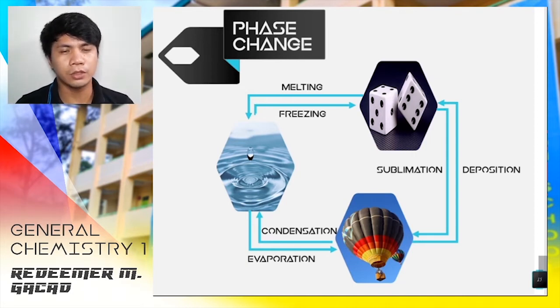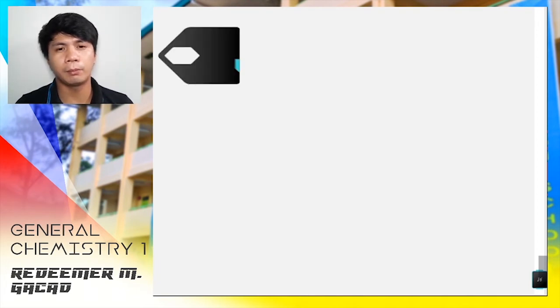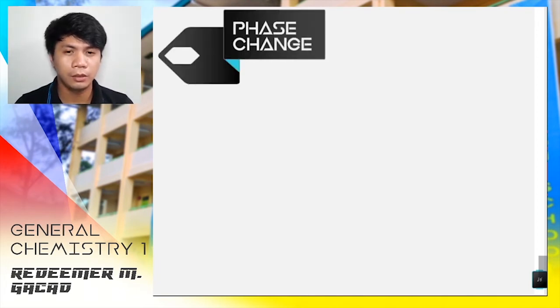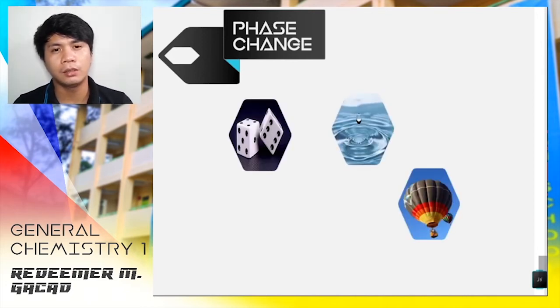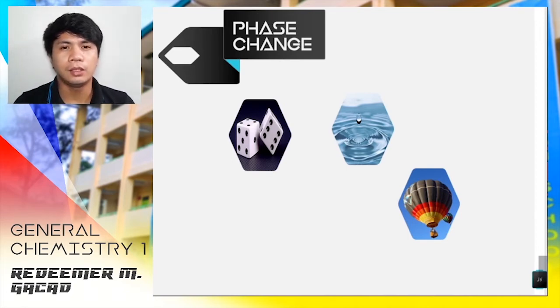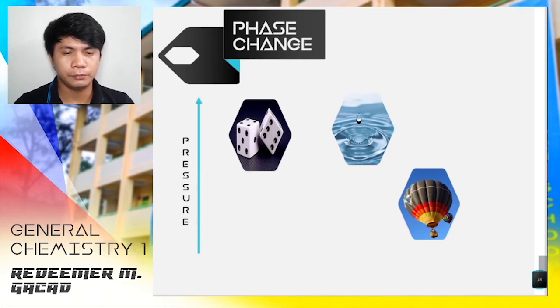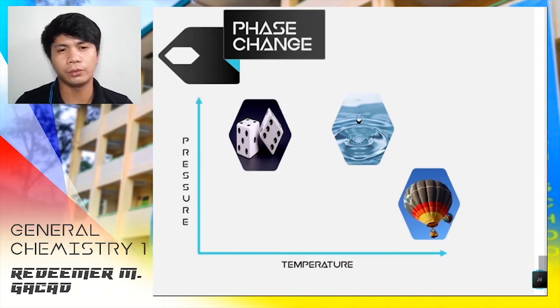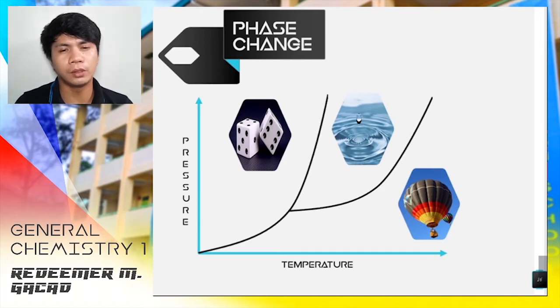Now, tungkol pa rin sa phase change, anong nakakaapekto sa pagbabago ng phases ng matter? Nasabi ko na kanina na ang temperature ay may kinalaman. Ang pagtaas, pagbaba ng temperature ay nagdudulot ng pagbabago sa states of matter ng object. Okay? Pero may isa pang factor na tinitignan natin. That is pressure. Okay, makikita natin dito sa graph na to kung saan ba yung borderline ng tatlong states of matter.